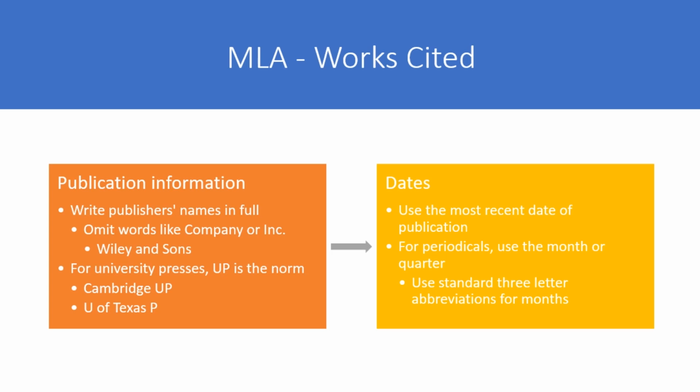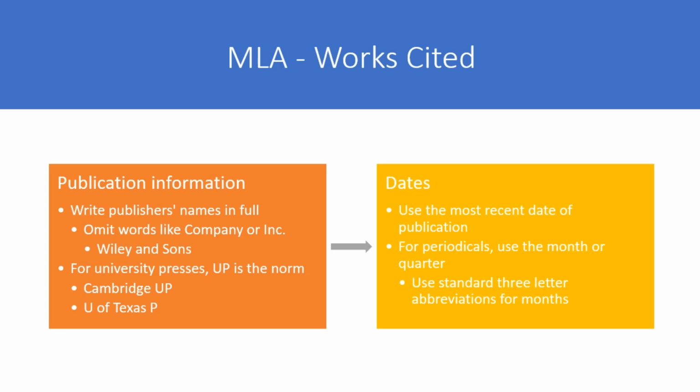The university press that's at UTEP is known as Texas Western UP. Okay, so that's Texas Western University Press. That's because the press is older than the name UTEP. Dates. You use the most recent date of the publication. It's because sometimes things get new editions, re-edited, re-put together, new copyright dates. You use the newest date.